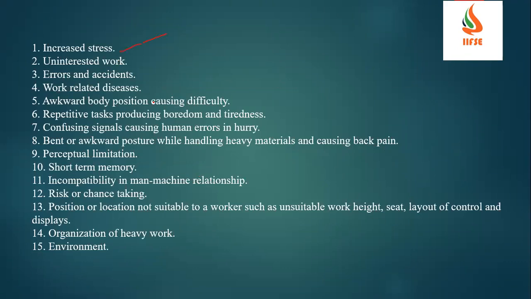Increased stress, that is one human factor. Uninterested work, some of the people will change. For example, one supervisor has a lot of people under him, 10 people. Of the 10 people, he asks 2 people to work in some other department, and they are not interested. That is also a human factor. There will be a chance of injury or a chance of accident. Errors and accidents, this is also a human factor. Work related diseases, due to the work he gets a disease. We have seen in Factories Act Schedule 3, there are 29 notifiable occupational diseases, which means work related diseases.